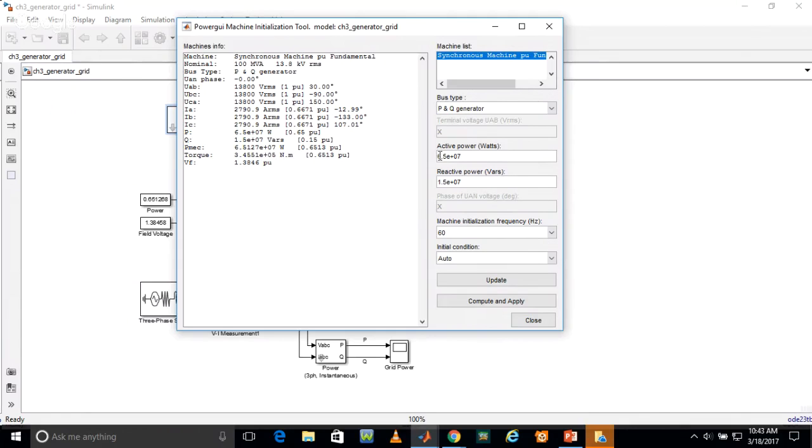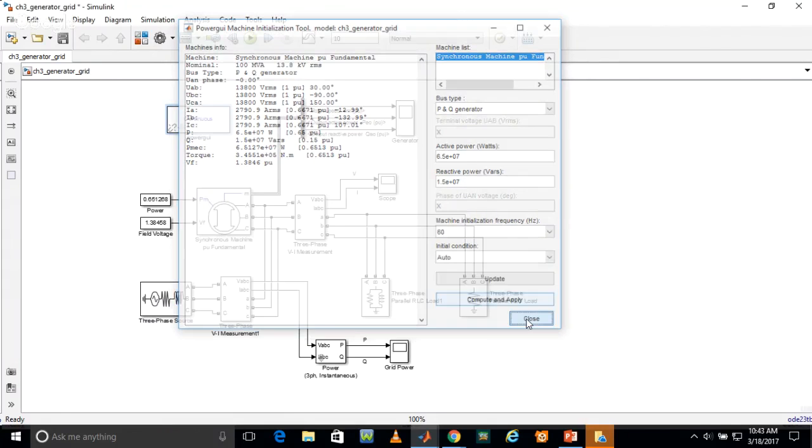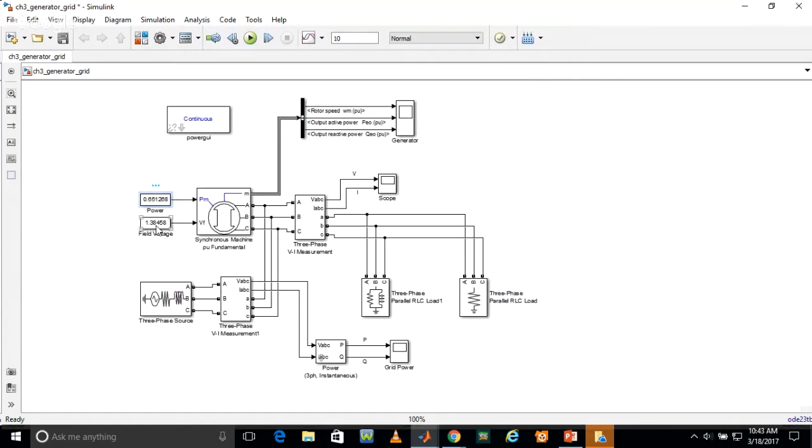Okay, so we have 65 megawatt as the maximum power that it is going to deliver, and the reactive power it is going to deliver is 15 MVAR, sorry, 15 MVAR. So if you compute and apply, it will give its value to these constants. Okay, and if you run it again, because we are running for 10 seconds, it will take some time. If we go for 0.1 second, it will take much less time.